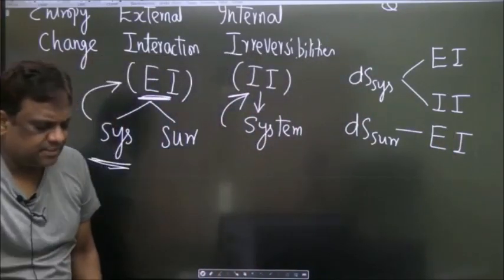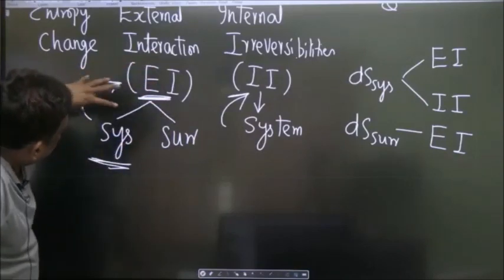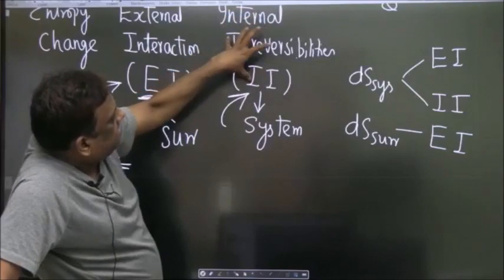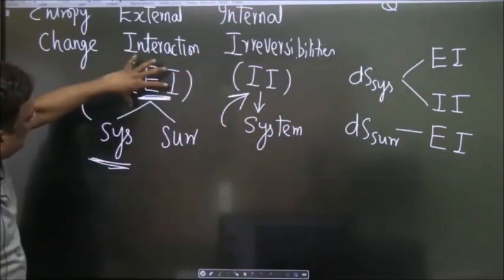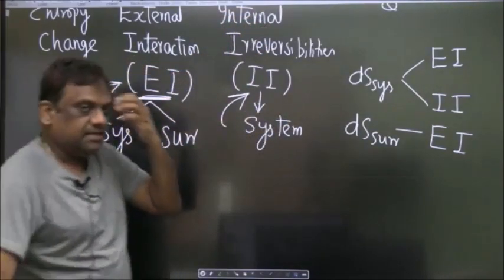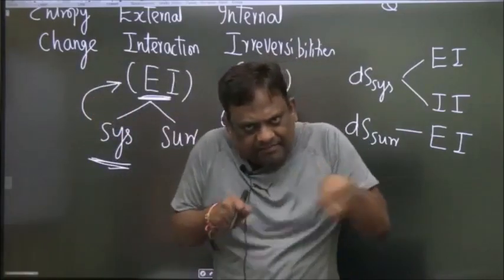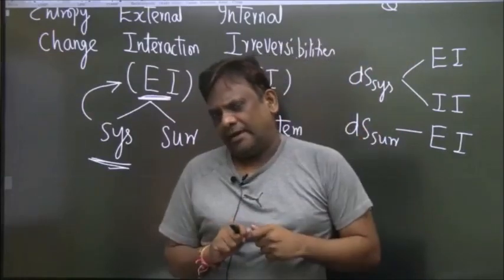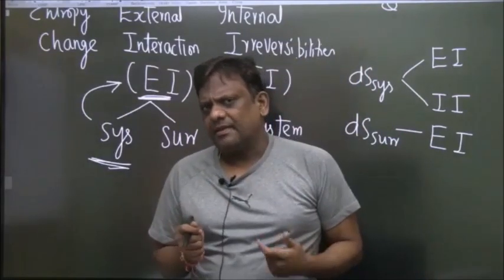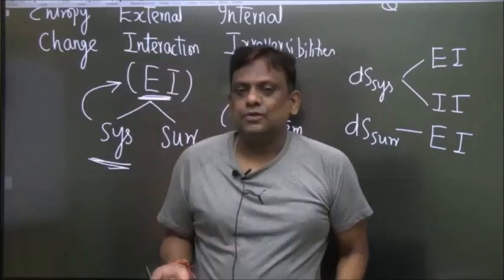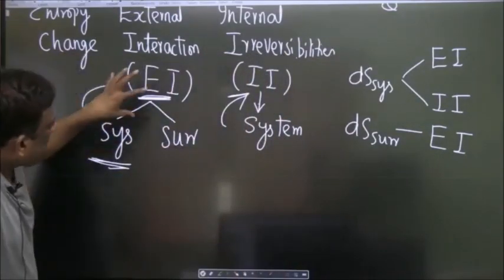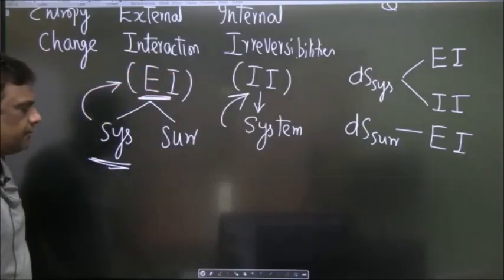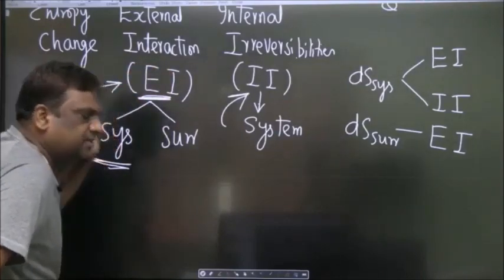I repeat, my dear students, the entropy change of system is due to internal irreversibilities. What does internal mean? Inside the system only. What does external mean? It has an effect on both system and surroundings. When heat transfer is happening, is it not affecting the system? Is it not affecting the surroundings? Yes. So that's why the external interactions have influence on both system and surroundings.